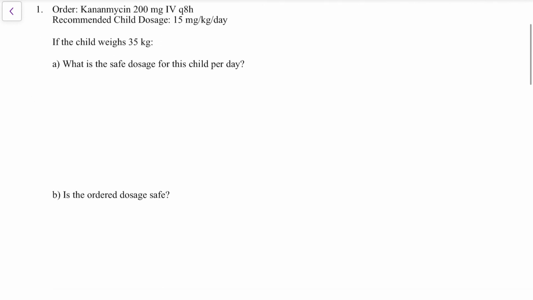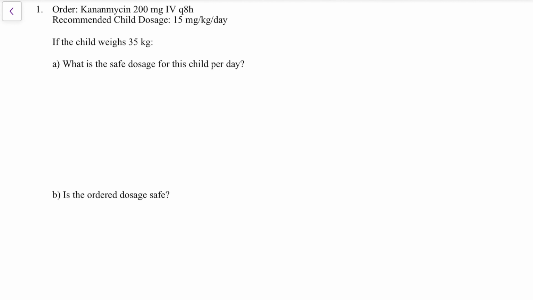Now there are a ton of ways to solve this. I am going to continue using ratio and proportion because that's how I've been solving it in the other videos, but feel free to use different methods such as dimensional analysis or any sort of formula that you know.